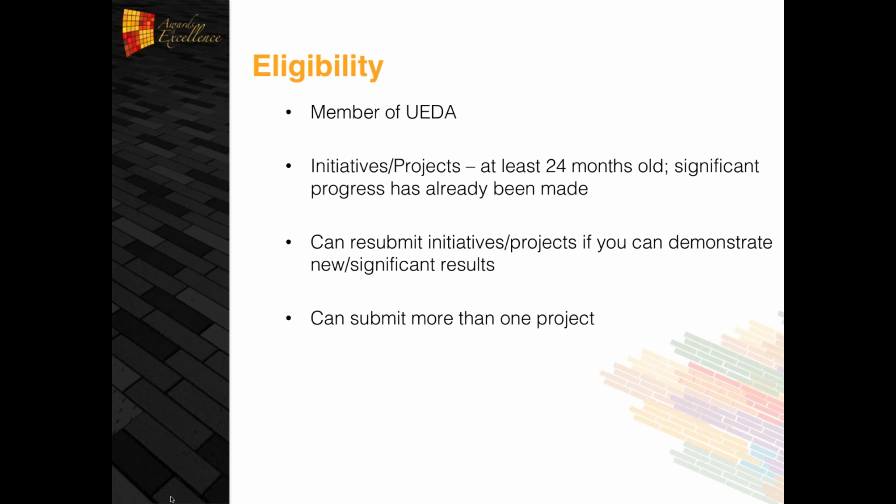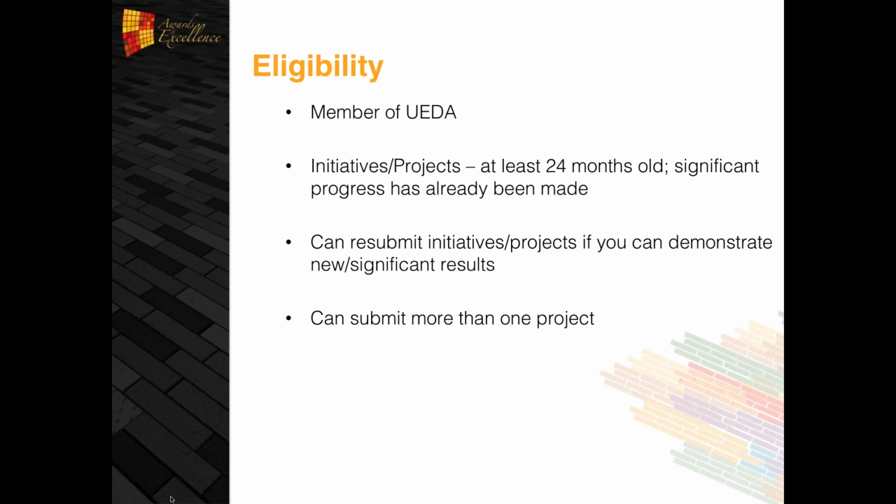So if your initiative is not yet completed or it was started after July 1st, I believe that would be July 1st, 2014, it should be at a stage where significant progress and actual benefits can be measured or clearly anticipated. And this is what's going to make your application really more competitive. You can resubmit an initiative or project to the Awards of Excellence program if you have submitted in the past, so long as it has not already won a UEDA Award of Excellence.